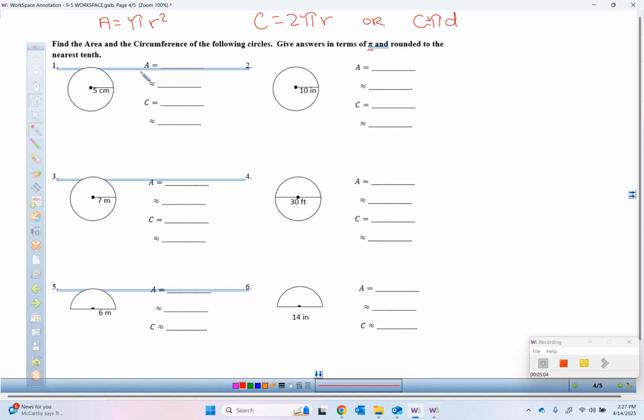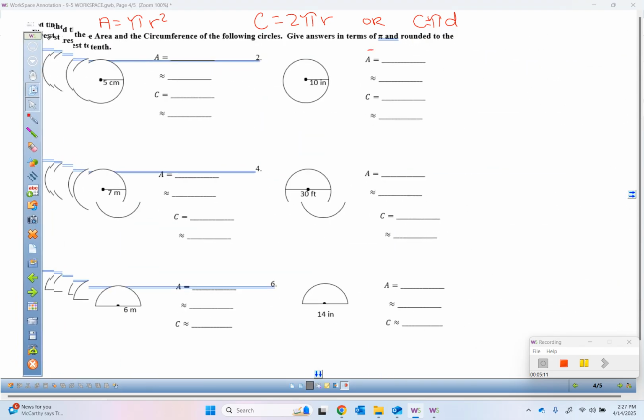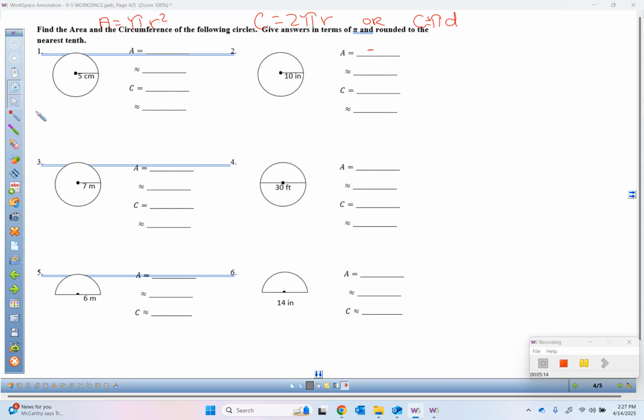Okay, so let's look at number 1, area. If we remember the formula for area, area equals pi r squared, and r we don't know. So we'll look up here, and this is our radius of 5 squared. So 5 squared is 25, and that's pi.